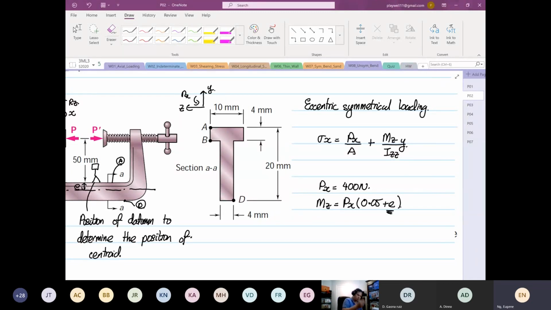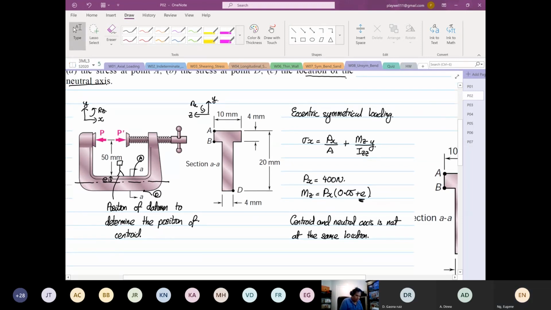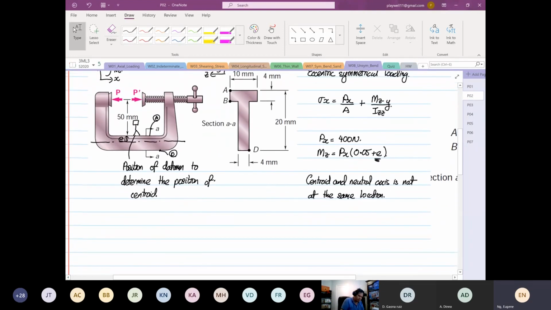Okay. So for this case, we know that the centroid and neutral axis are not at the same location. Okay. They're not in the same location, right? So from here, the first thing we're going to do, we're going to find the position of our centroid first. But before, yeah, let's find the position of centroid.